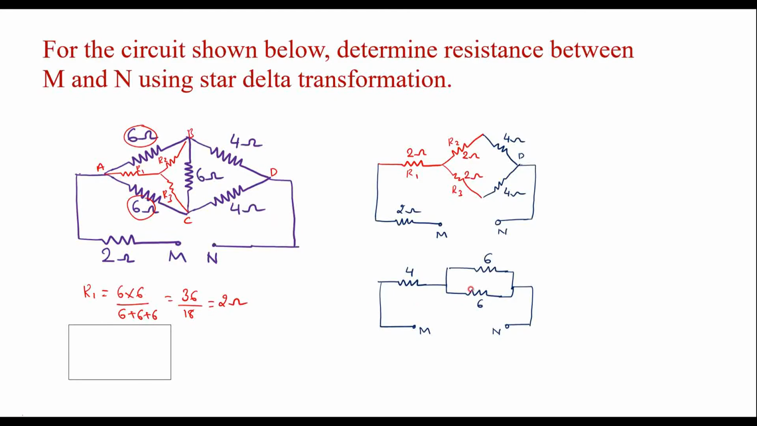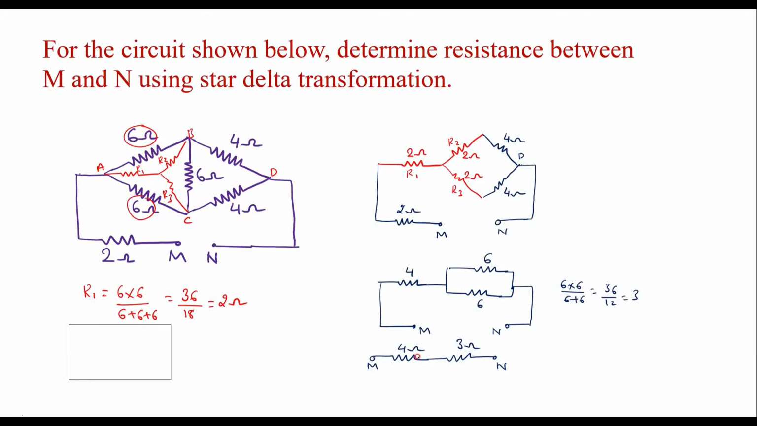Now here we can observe that this 6 and 6 are in parallel, so we can replace these two resistors by a single resistor, that is 6 into 6 divided by 6 plus 6 is equal to 36 by 12 is equal to 3 ohm. That is, this is 4 ohm, the value of this is 3 ohm. So here it is the M terminal, here it is the N terminal.